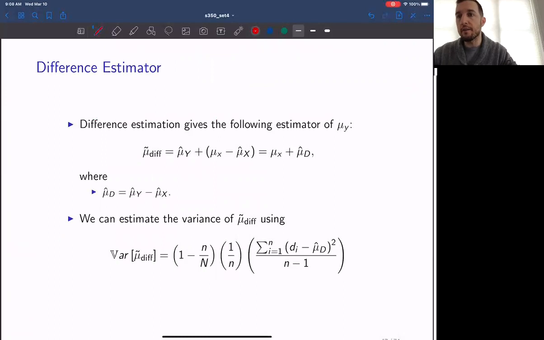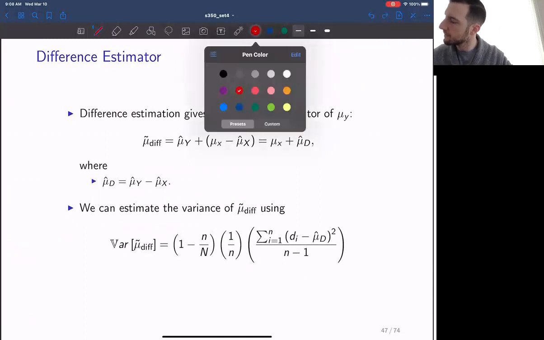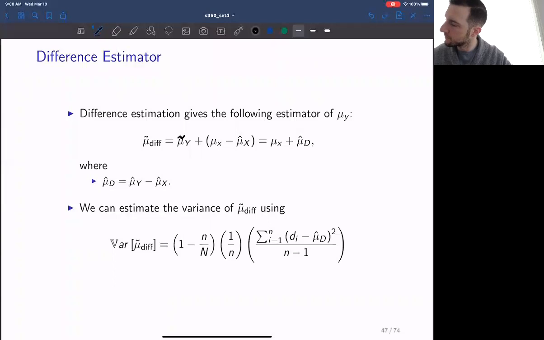Okay, so our estimates for the mean of Y, or for the mean of the variable of interest, using difference estimation are given on slide 47. Okay, so we have mu tilde via the difference estimator is equal to mu x plus mu tilde d. And then here we can see mu tilde d is simply the difference between mu y and mu x.